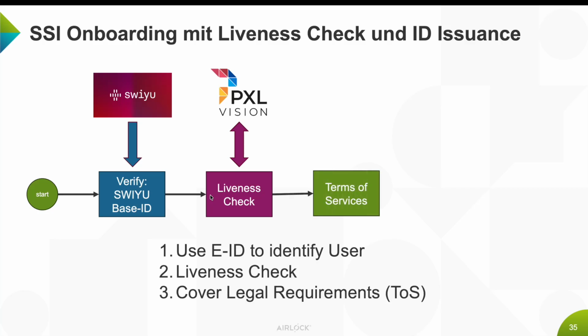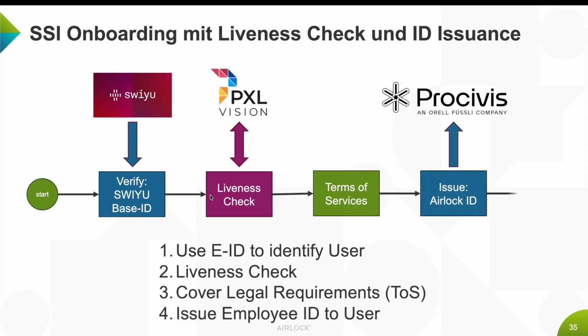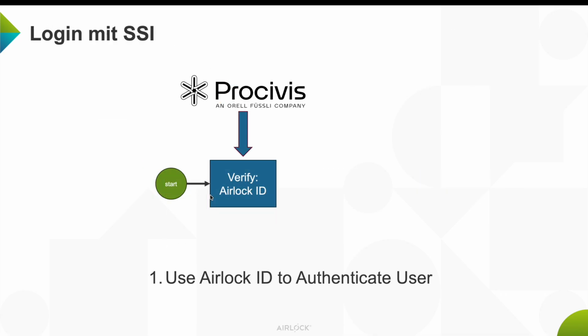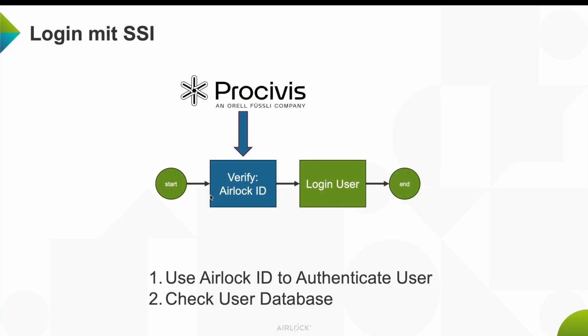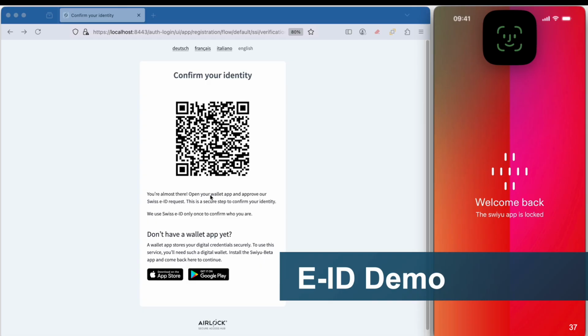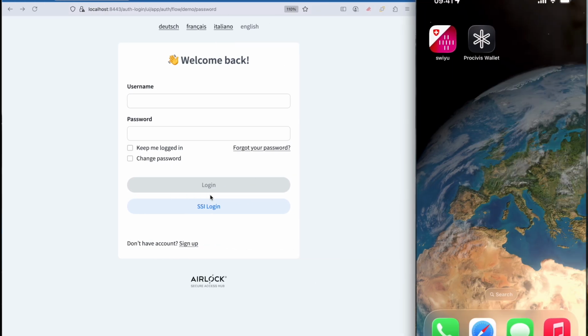Then to make the legal guys happy, we're showing the terms of services, and we're issuing into the Procivis wallet a credential that will allow us to log in, because that's the next flow that I'm going to show: that we're going to extract the same credential again from the Procivis wallet. At this time, we're using it to authenticate and log in a user. So enough introduction, let's go to the demo.